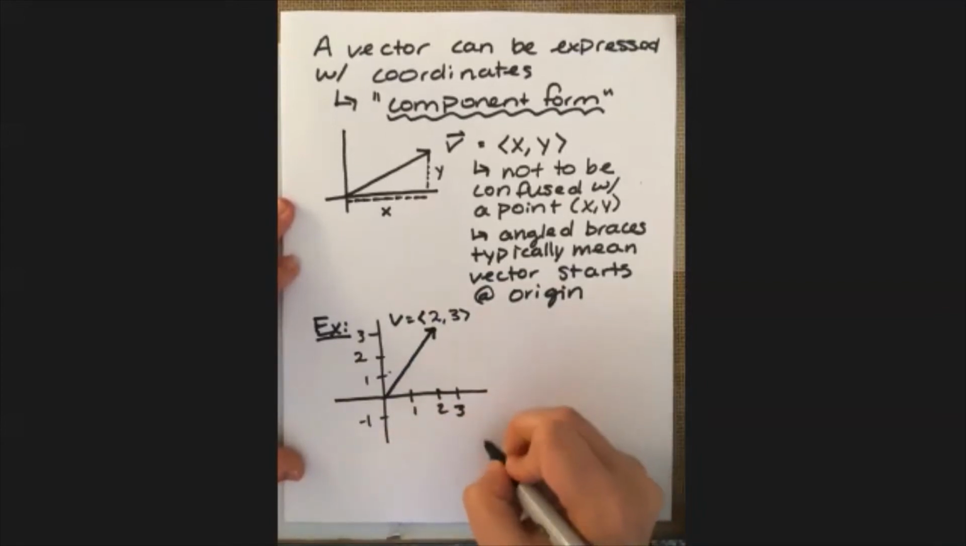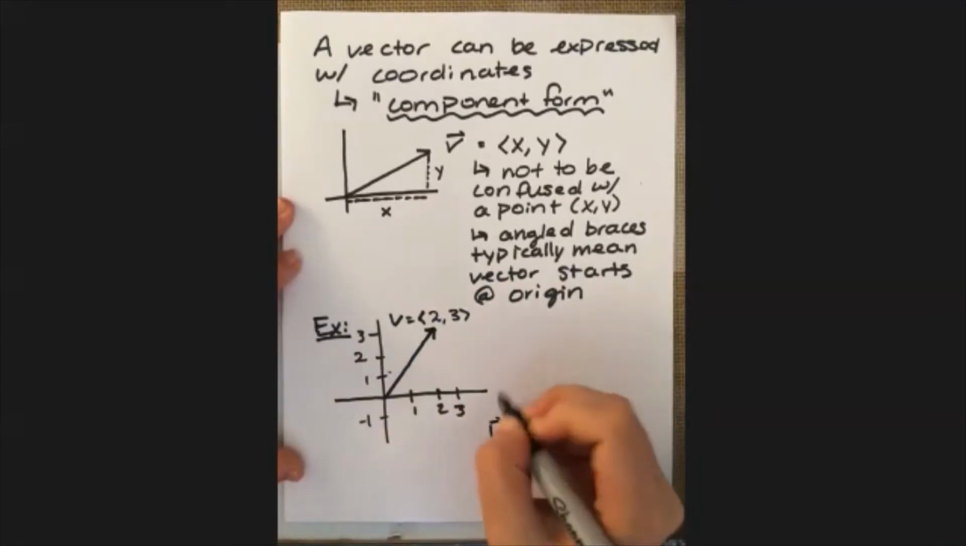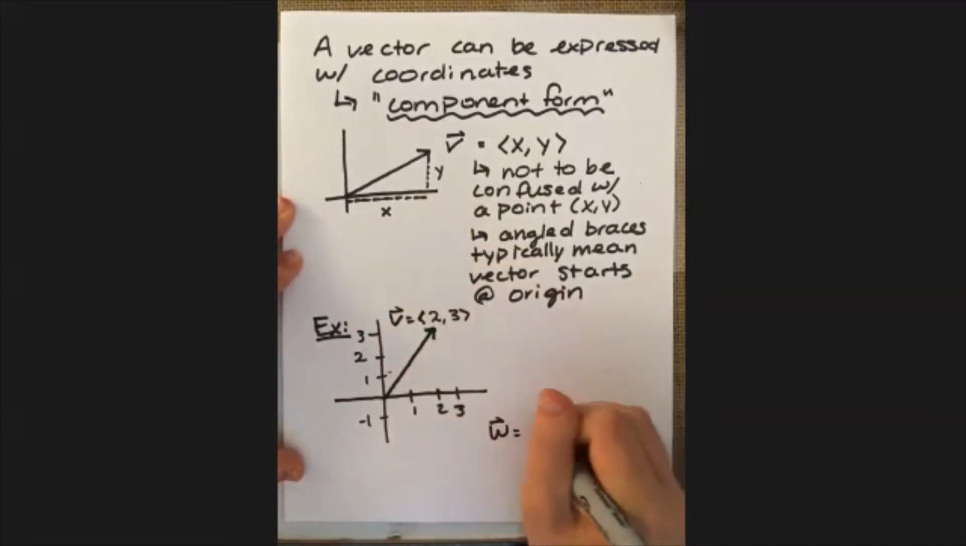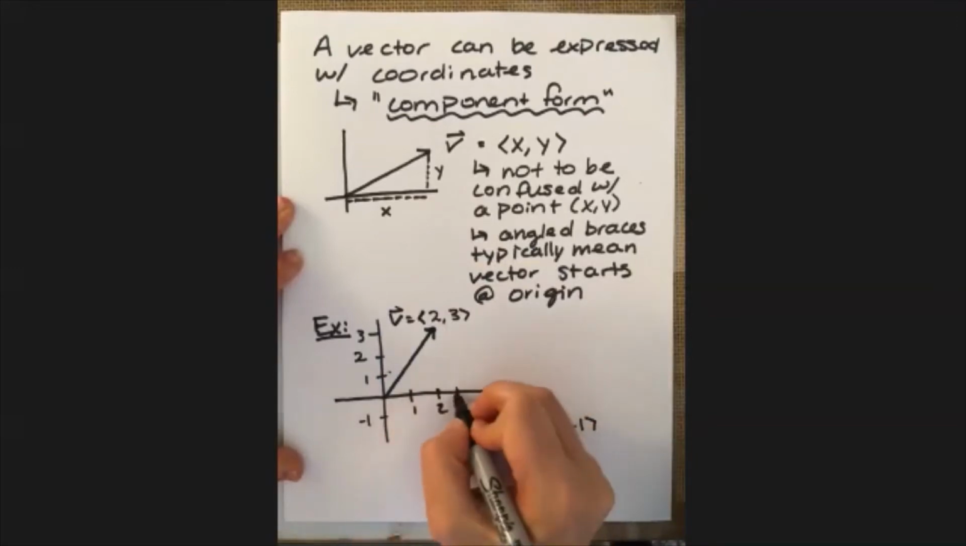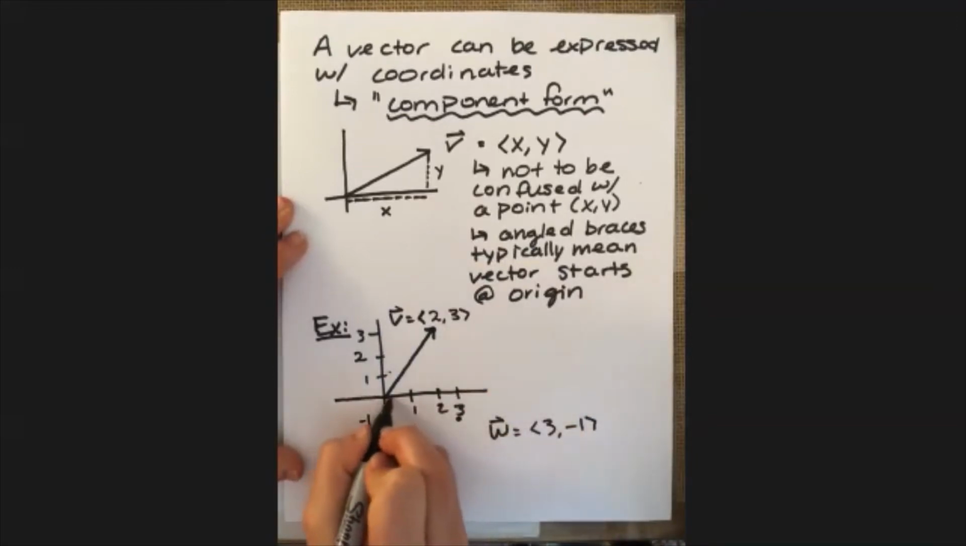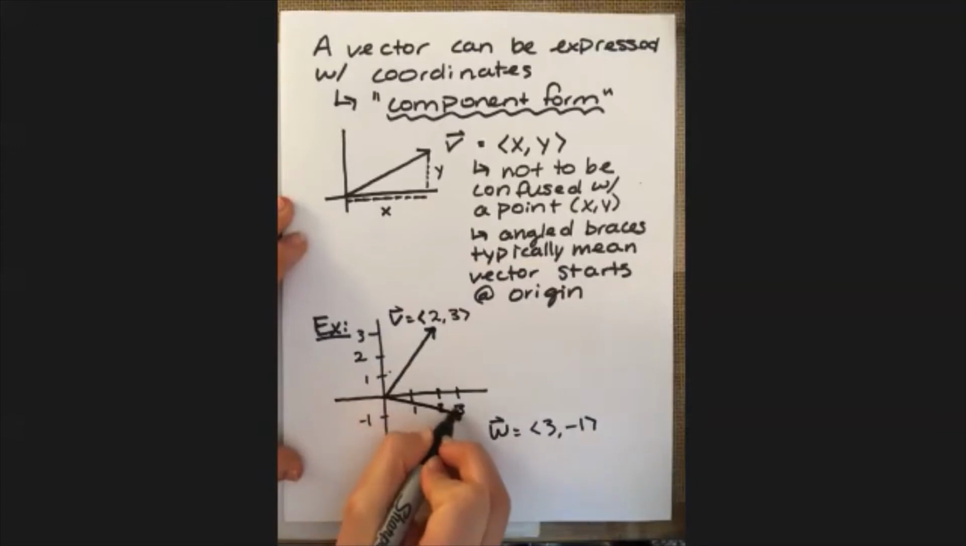If we wanted to do another example, we can have our vector w, a little arrow, say like <3, -1>, for example. That 3 means that we go 3 to the right, and then the -1 means that it's going to go down 1 unit, and then our vector looks like that.